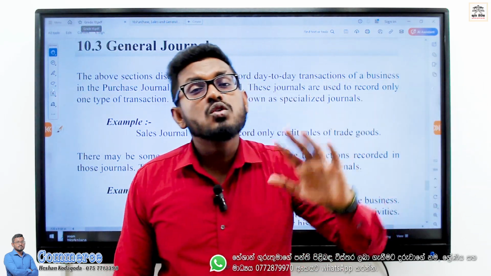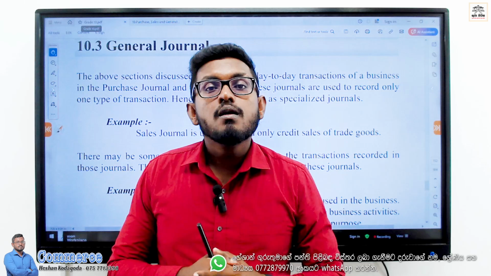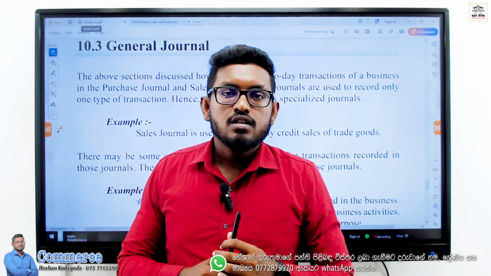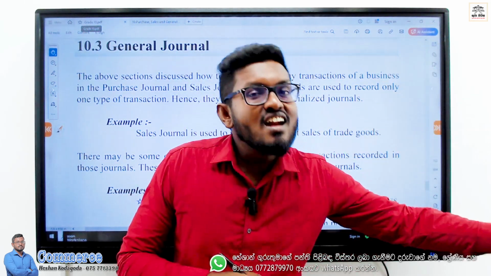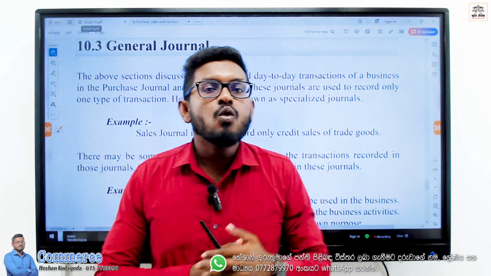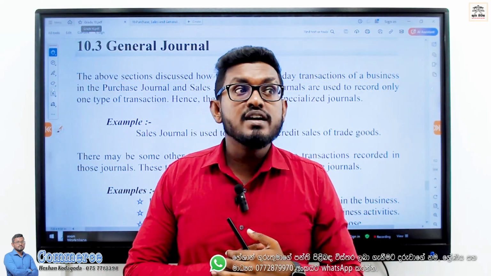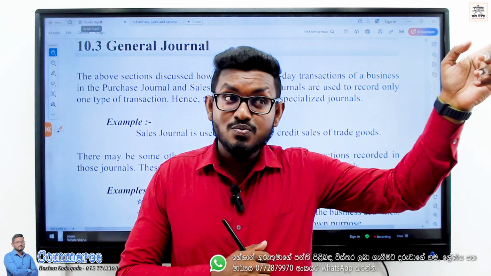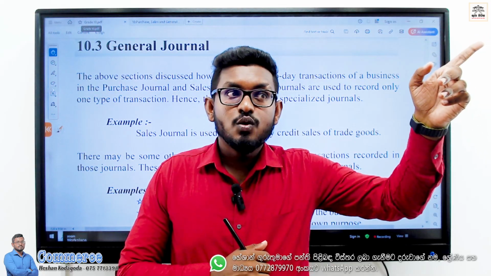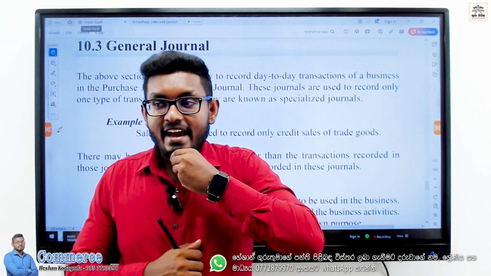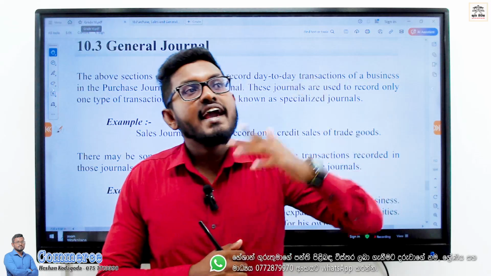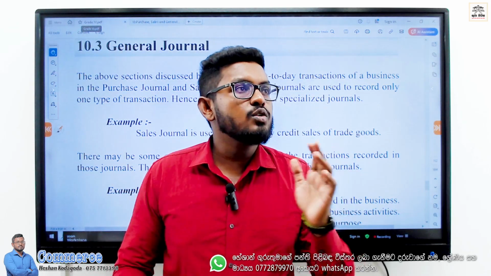Purchasing trade goods on credit basis, we record purchase. Purchasing non-current assets on cash basis. A motor vehicle or a piece of land, non-current, on cash basis. So it's recorded in the cash. Understand? If it is on cash basis, where does it go? Cash book.